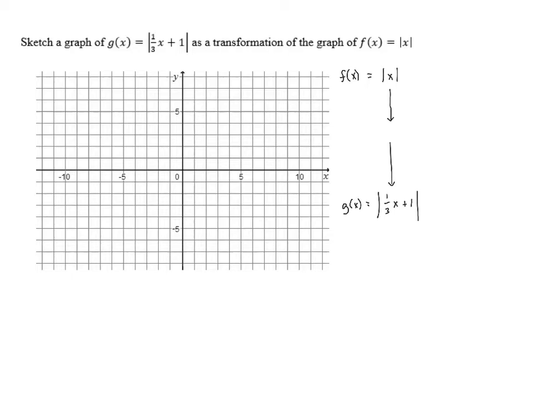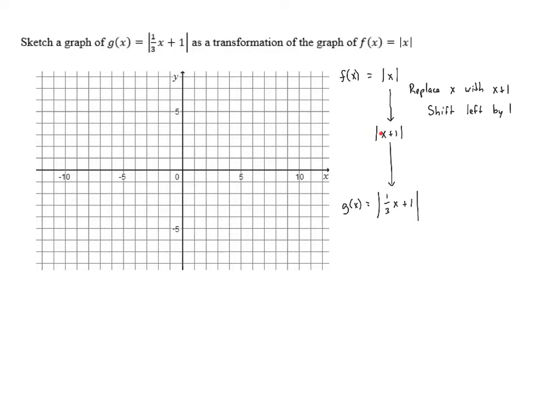Now what I'm going to do first is replace x with x plus 1. What this does is it shifts the graph to the left by 1.